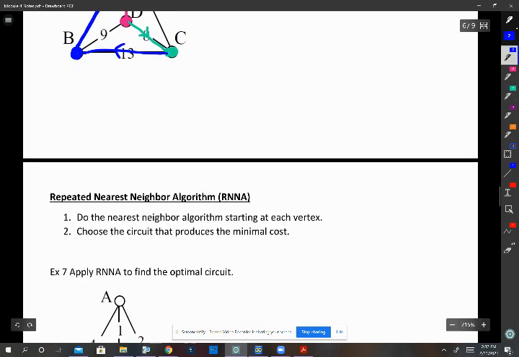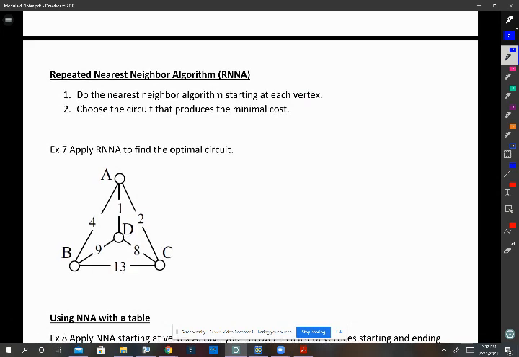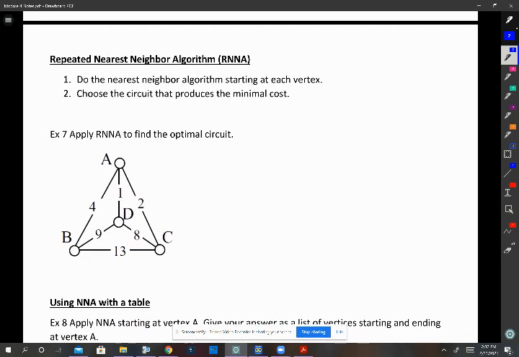All right, so looking at example 7, it talks about doing repeated nearest neighbor. And so we know it's repeated because we have an R, and basically we do the same thing starting at each vertex until we figure out which one's the cheapest, and then that's our solution.